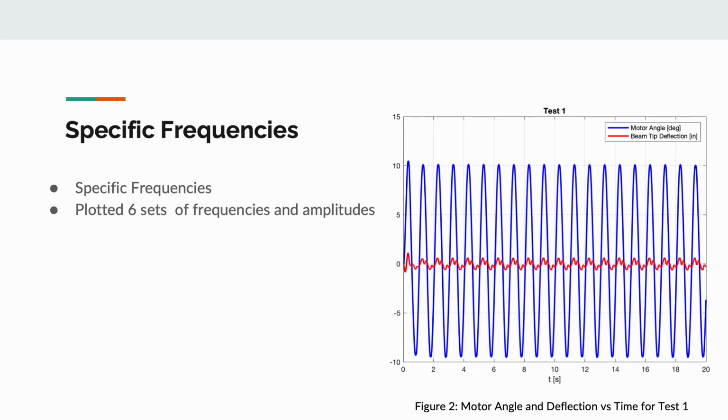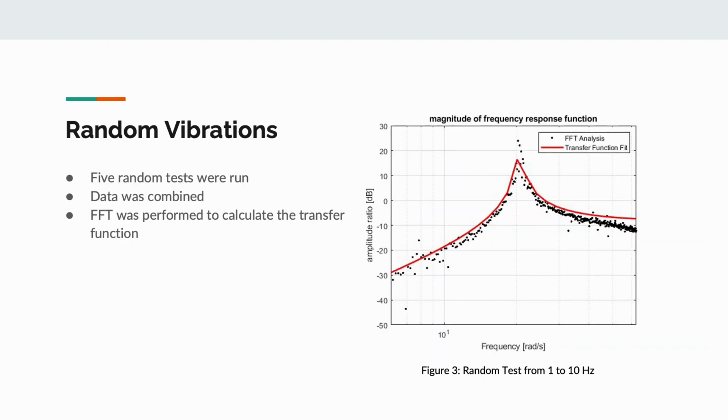So for the specific frequencies, we plotted 6 sets of frequencies that were given in the lab manual. As you can see, figure 2 is test 1 for the motor angle and deflection versus time. For the random vibration tests, we ran 5 random tests.